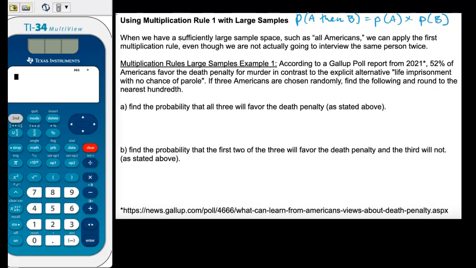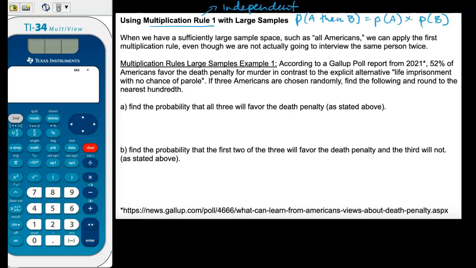In this video, we're going to talk about how to use the multiplication rule 1 with large samples. You may remember that multiplication rule 1 is a rule that you use if you're asked a probability question involving independent events, so the one doesn't affect the other. When that happens, you take the individual probabilities of each event and multiply them together to find the probability of one happening and then another.